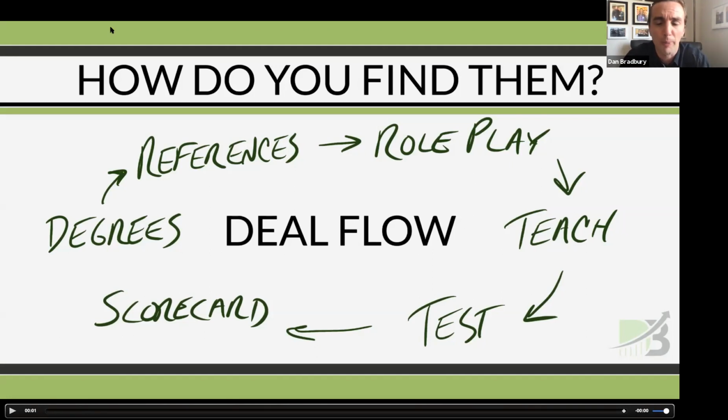Qualifications, references, role play, teaching, testing, and scorecards. You start to piece together a recruitment process like that, and your chances of getting an A player have gone up not tenfold, but exponentially. And then all of a sudden, your company starts to grow in a much more relaxed way.